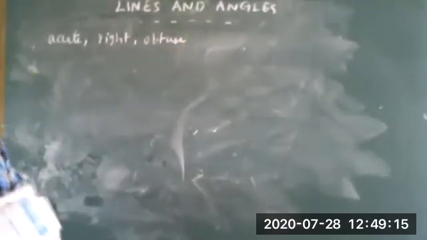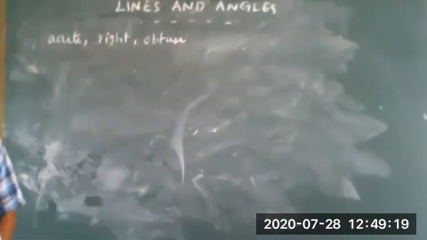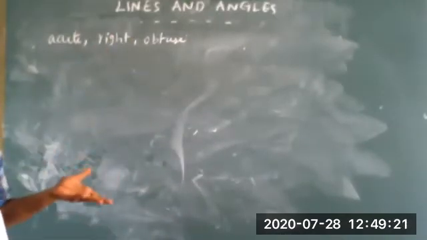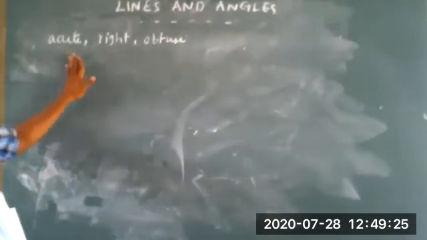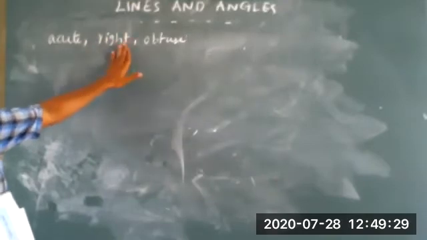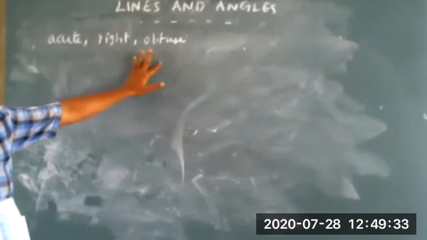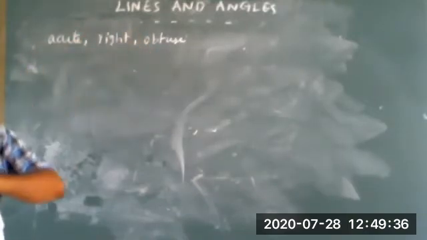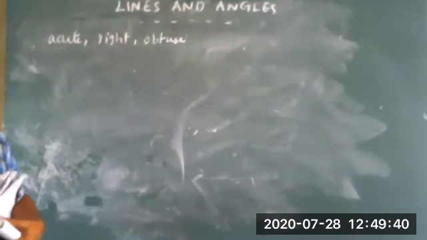See, children, what about acute, what about right angle, and what about obtuse? Acute means what? It lies between 0 degrees and 90 degrees. A right angle is exactly 90 degrees. An obtuse angle lies between 90 degrees and 180 degrees. So that is called acute, right, and obtuse.